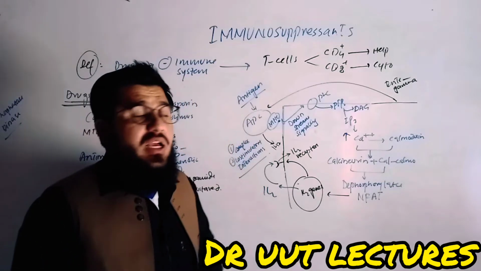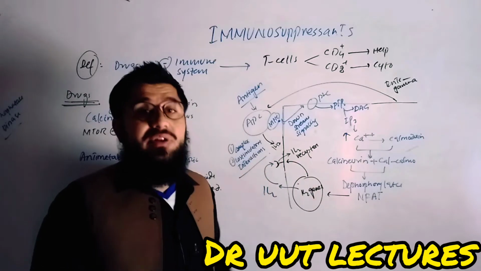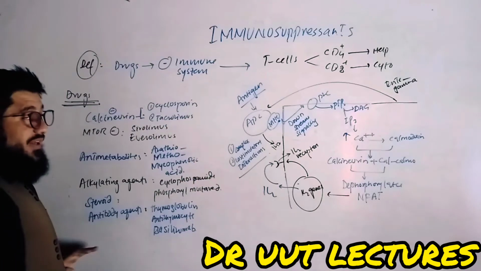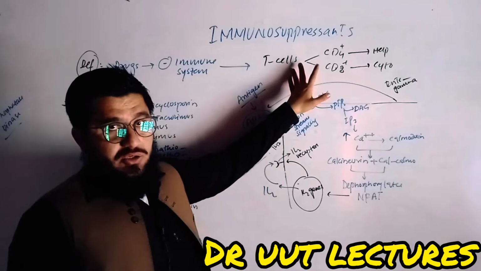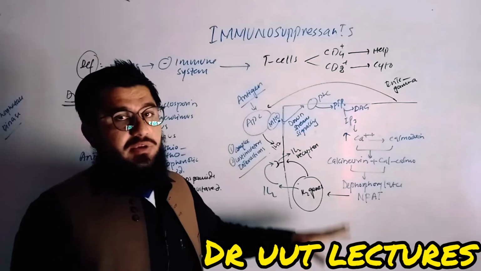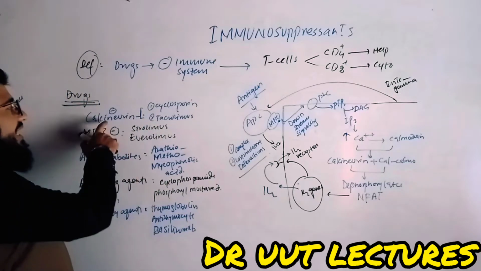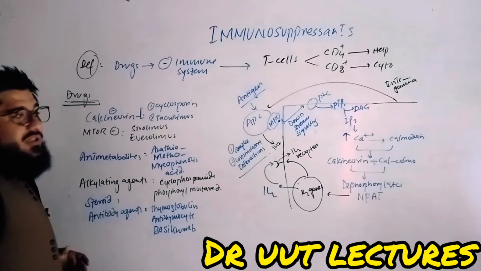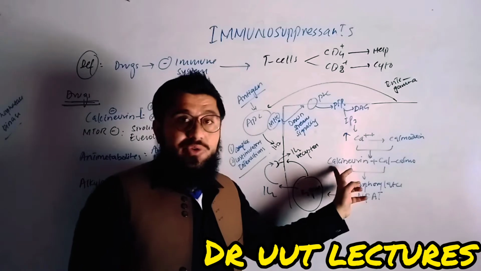Now, in certain cases we don't need this immune action, like in autoimmune diseases and so on. So we take help from these drugs, these medications. We use these medications to suppress the T cells, to suppress the immune system. Means we are taking the help of immunosuppressants. Now, these immunosuppressants, like the calcineurin inhibitors, cyclosporin and tacrolimus, are inhibiting calcineurin. That's why they are called calcineurin inhibitors.